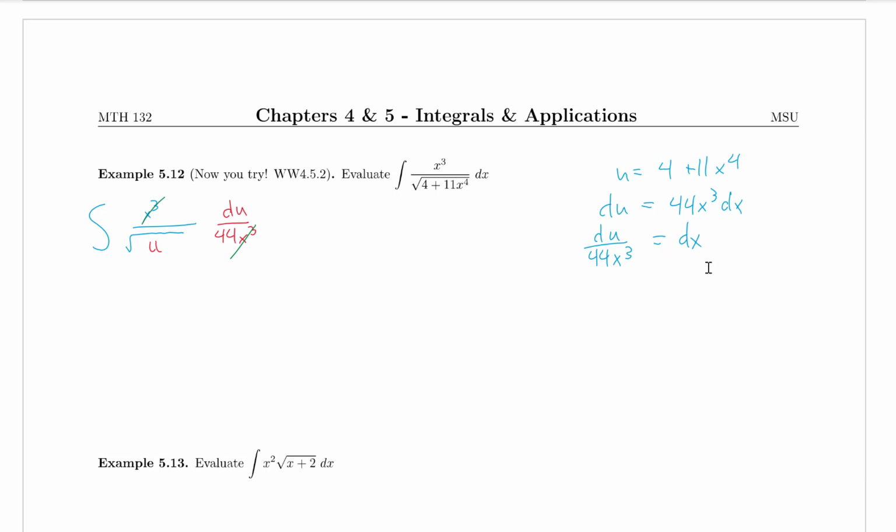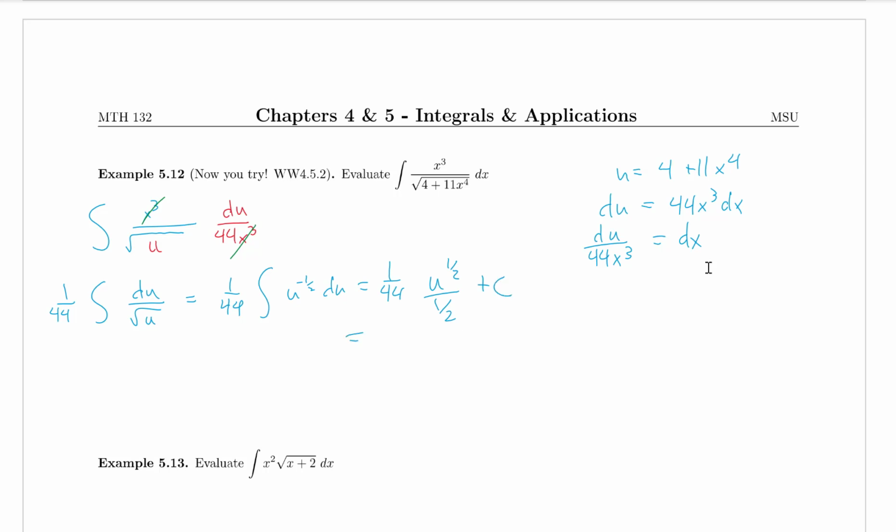Now we get the x cubes to divide out like we want them to, and we can see that we have a 1 over 44 as a constant that we can bring out front. And then we're finding the integral of du over the square root of u. So we have 1/44 times the integral of u to the negative 1/2 du. And when we find that integral, we're going to add 1 to the power. So we get u to the 1/2 over 1/2 plus c.